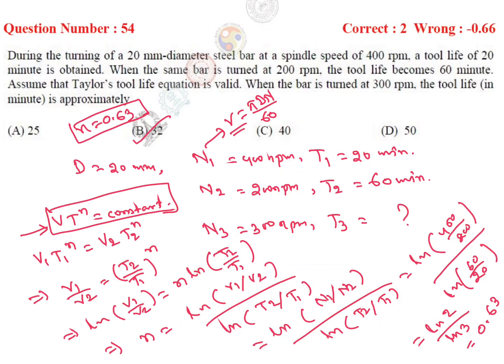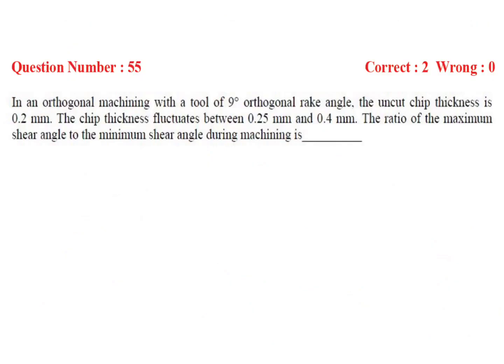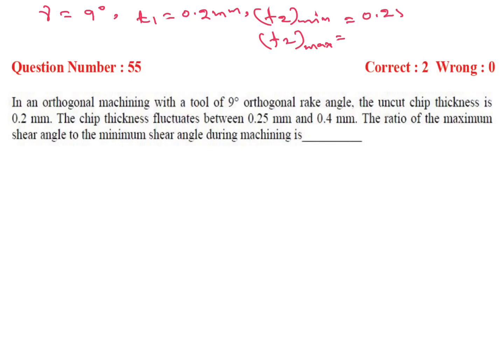In an orthogonal machining with a tool of 9 degree orthogonal rake angle, the uncut chip thickness is 0.2 mm. The chip thickness fluctuates between 0.25 mm and 0.4 mm. The ratio of the maximum shear angle to the minimum shear angle during machining is how much? So the data given: gamma is the rake angle, 9 degree. Uncut chip thickness T1 is 0.2 mm. Chip thickness T2 minimum is 0.25 mm and maximum is 0.4 mm.